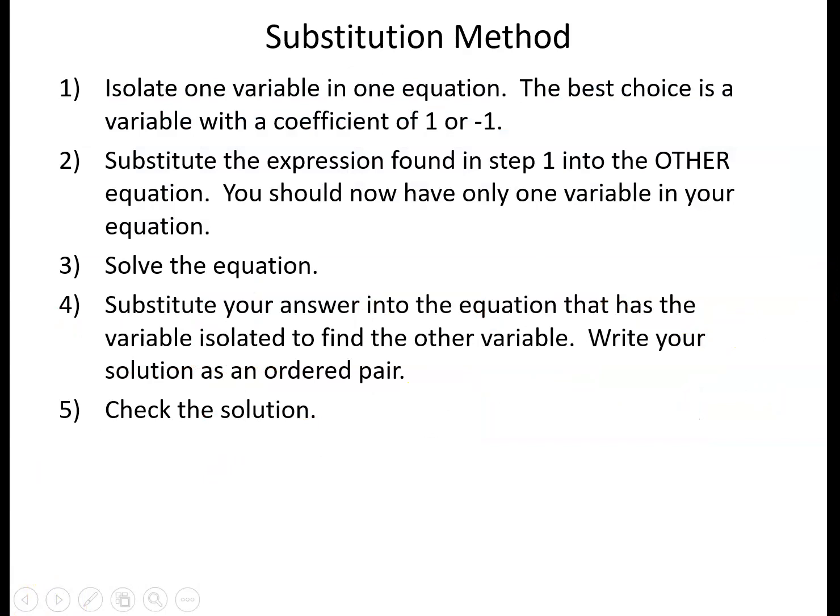Okay, so we're going to start with the substitution method. This is probably something that you have done at some point in the past, but I'm still going to go through all the steps and do several examples. The first step says, isolate one variable in one equation. You can pick x or y, but notice then it says the best choice is a variable with a coefficient of 1 or -1. So instead of reading all this to you, let's focus on that first step in this first example.